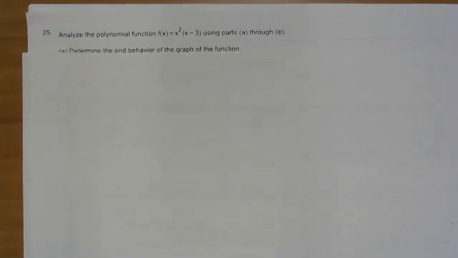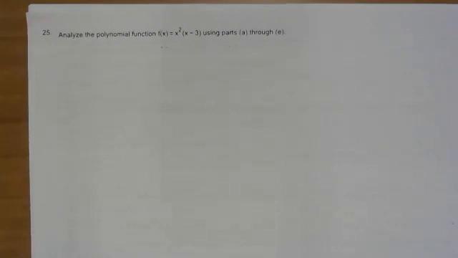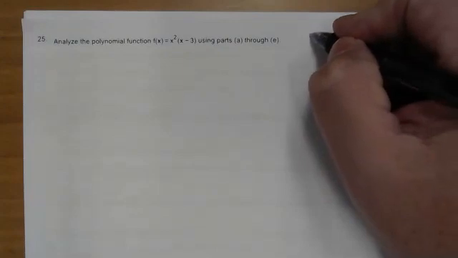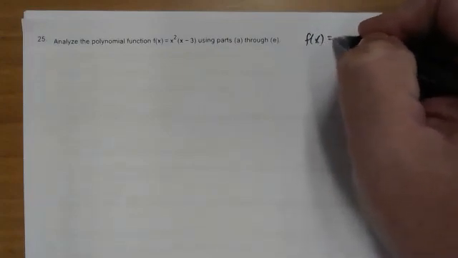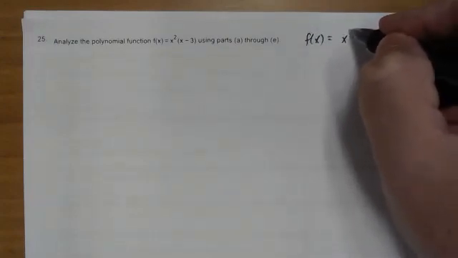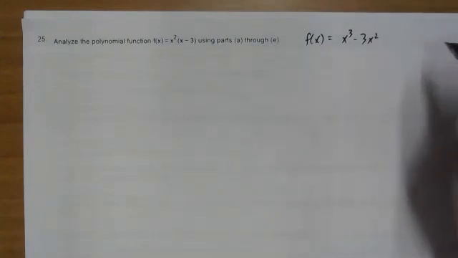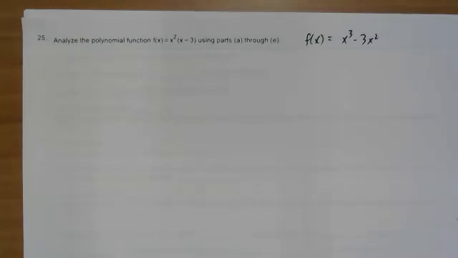Analyze the polynomial function f of x equals x squared times (x minus 3). And they're going to ask you a bunch of questions. Well, one of the things we might need to do, so I'm going to do it right now, is to multiply this thing out, because there are certain questions they ask where you don't want to have parentheses. So you multiply it out, you get that.